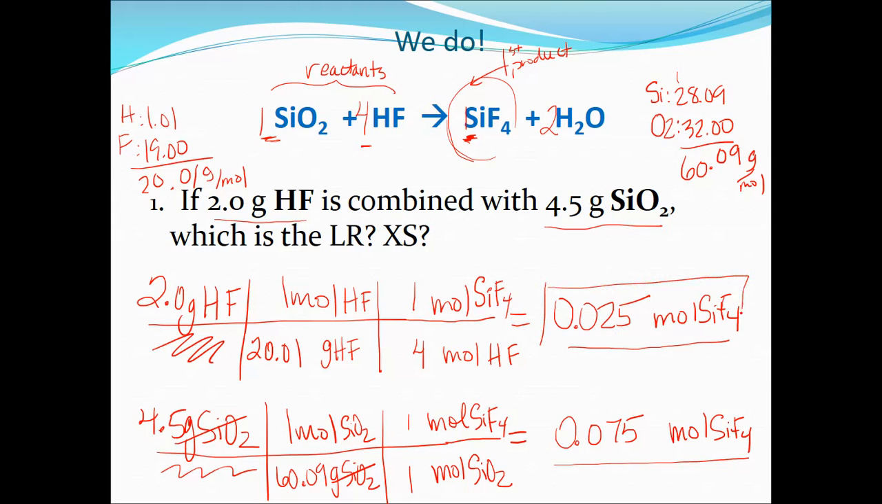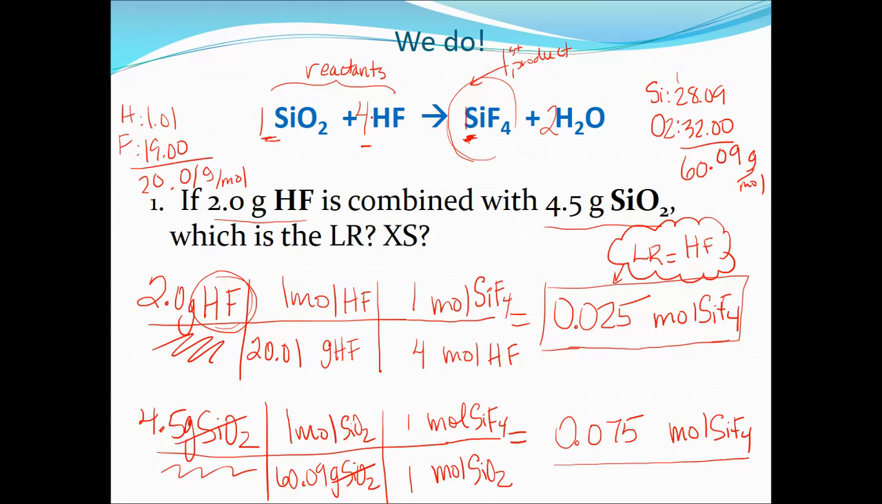Well, the limiting reactant will run out when only 0.025 moles of the silicon tetrafluoride have been made. So this is our least amount. That means that the limiting reactant is the HF. You have to be very careful about how you identify it. The limiting reactant is the HF. It is the reactant that ran out first.